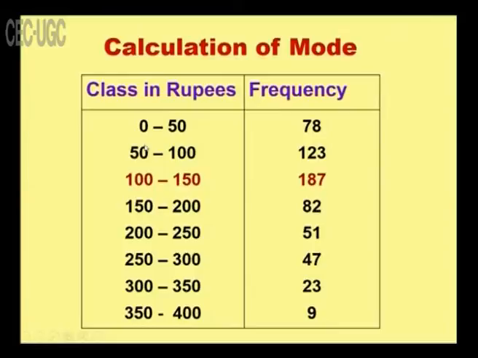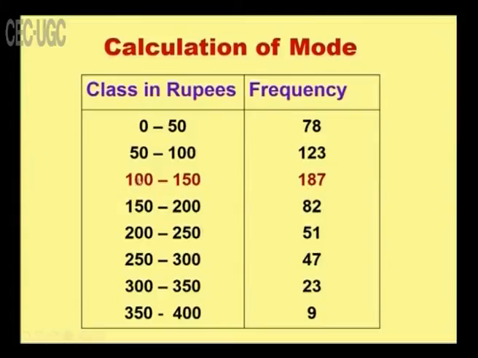Now, let us take an example. Look at this class interval. Here, without any doubt, we can say the class interval 100 to 150 is the modal class, because it has the highest frequency. But how do we calculate exactly what the mode is? We have to apply the formula. Here the class width is 50, the frequency of the class preceding the modal class is 123, and the frequency of the class succeeding the modal class is 82.